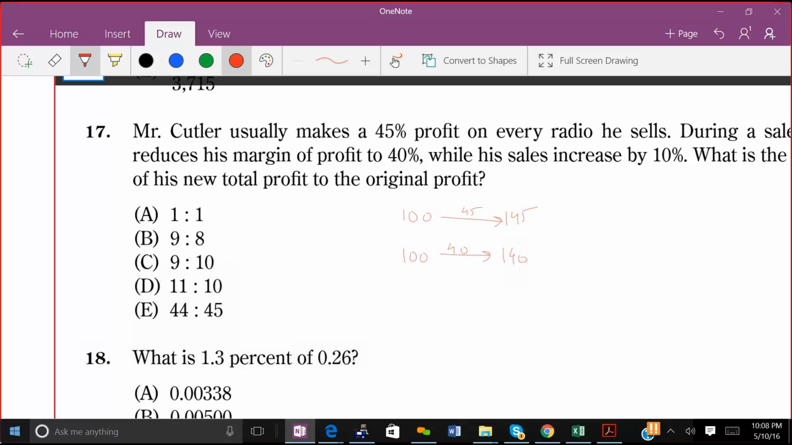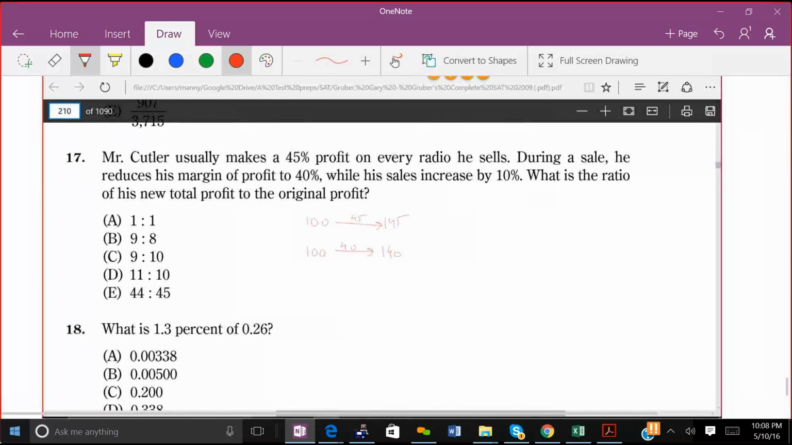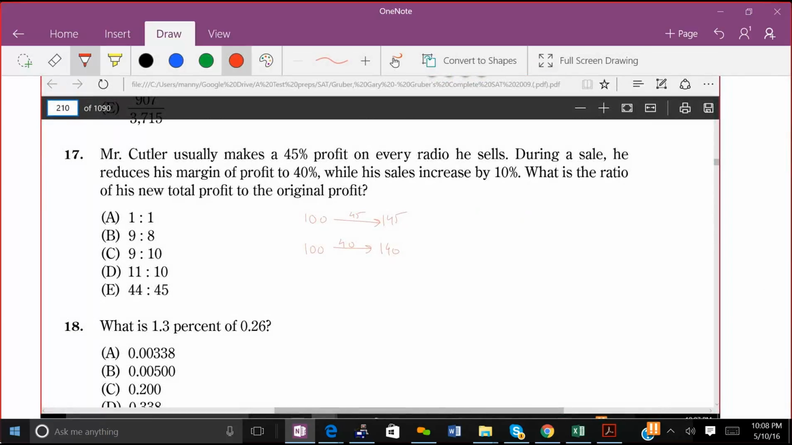Again, since there are no numbers, we can just play with 100. All percentage. So now radio, he used to sell 100. Now it goes up to 110. So let's make a before and after chart and see what we need. We need the number of radios. Radios used to be 100, now it's 110. And the margin he used to have was $45. Now he makes only $40.